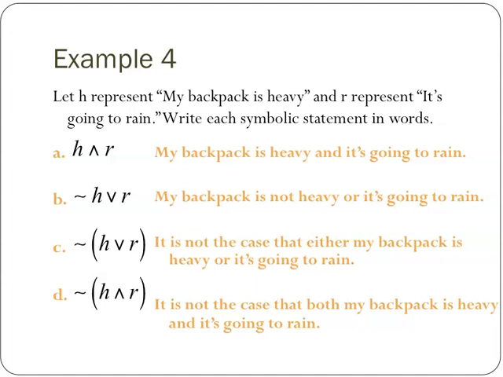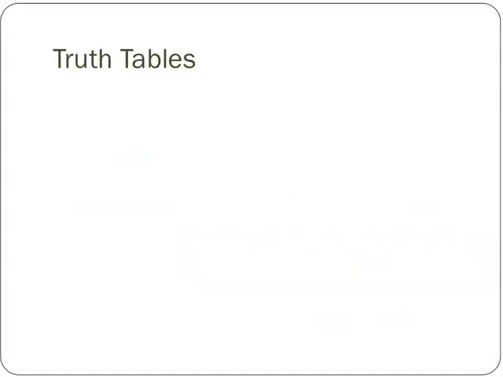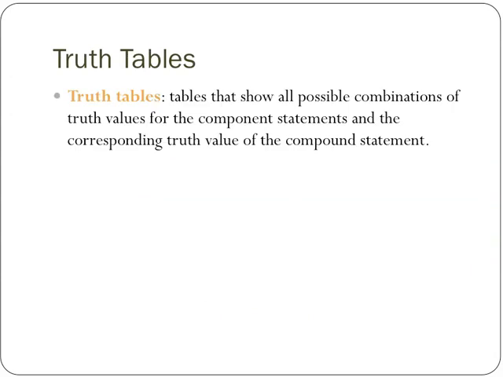So in order to help us organize all this information about whether something's true or false, we use what we call truth tables. So truth tables are tables that show all possible combinations of truth values for the component statements and the corresponding truth value of the compound statement. So basically, if you have two component statements and we want to determine, well, what if you don't know whether it's true or false? We want to know what all the possibilities are for that compound statement.